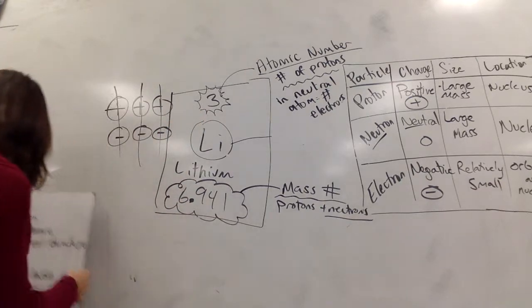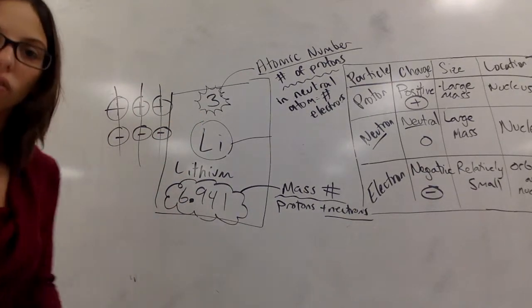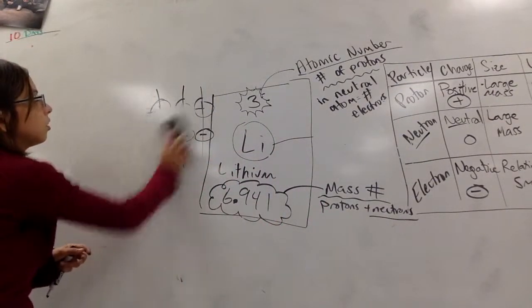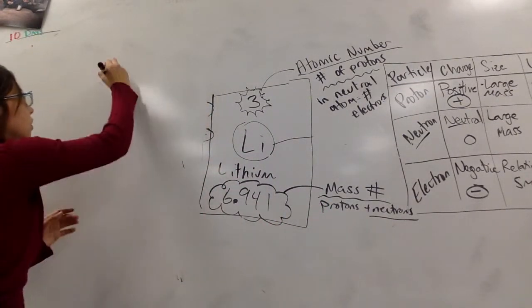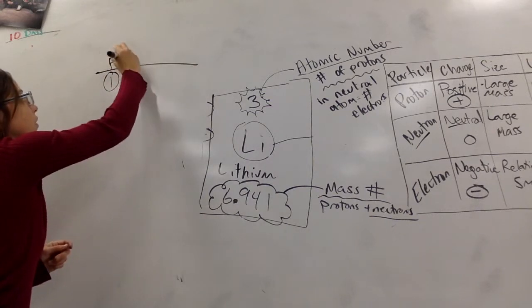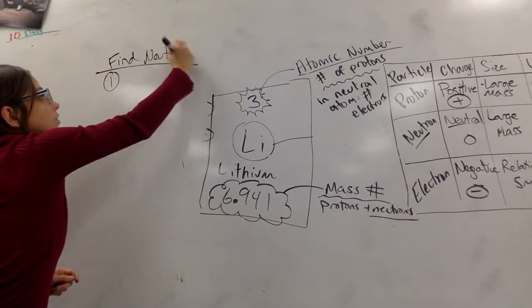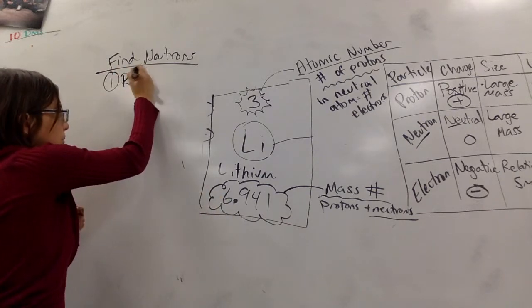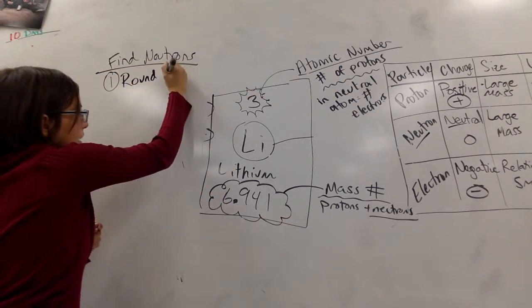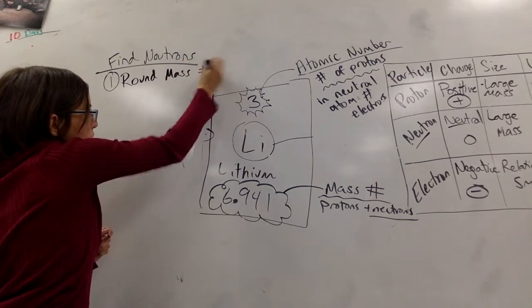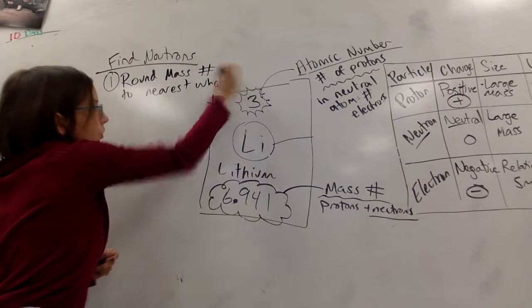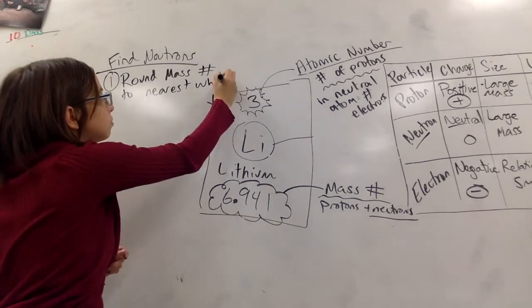All right. So there's a couple steps. This is the only math that we're doing in this video, and it's not very hard math. Here's how to find the neutrons. Step 1, we have to round this number. We have to make it a whole number. Round the mass number to the nearest whole.